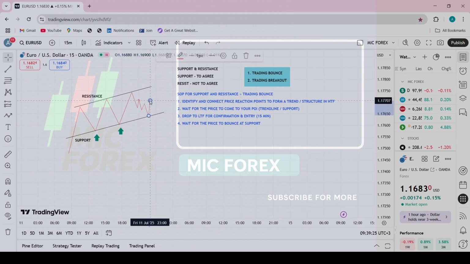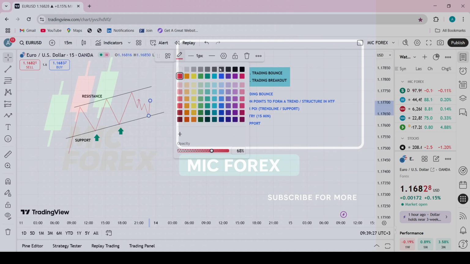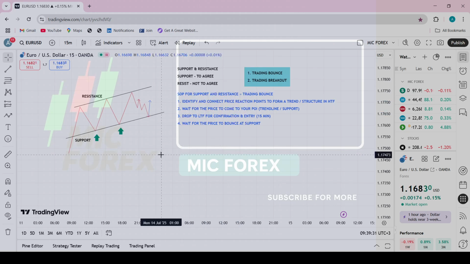Let me now change the color of this one to blue. The price bounces. The blue movement means that the price has bounced. The price reacts from this zone, or rejects. The price has been caused to go back. The price has bounced.